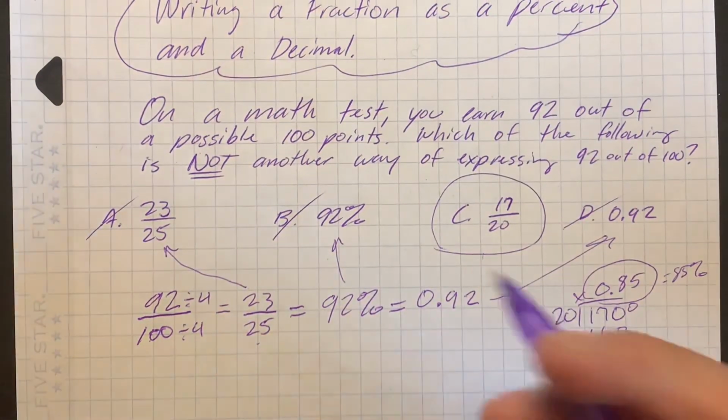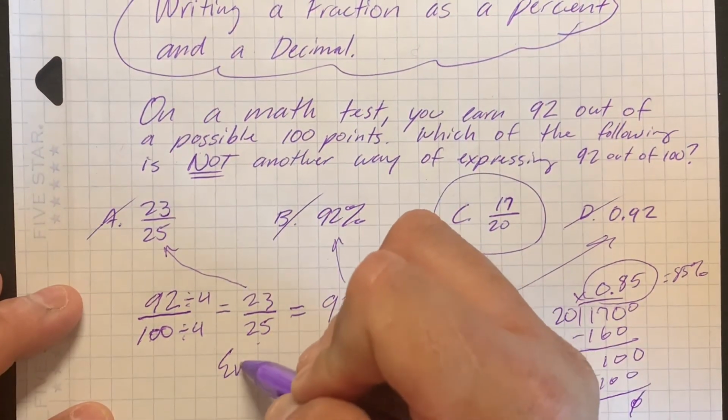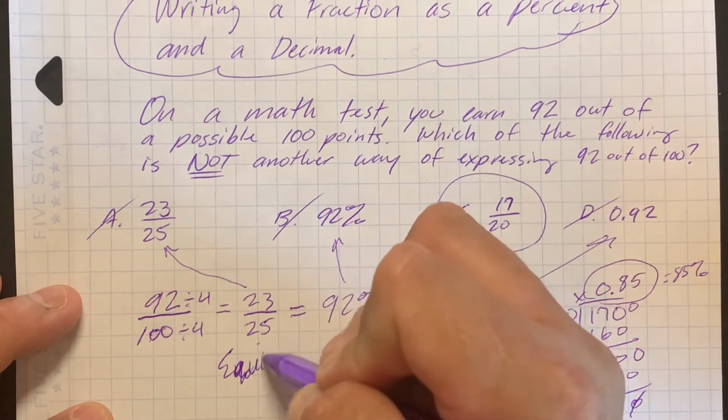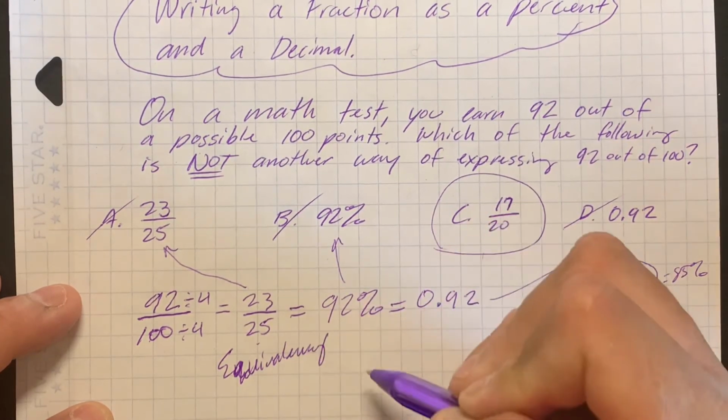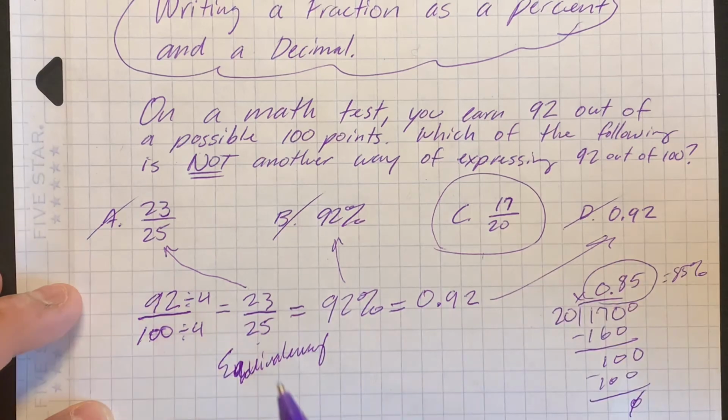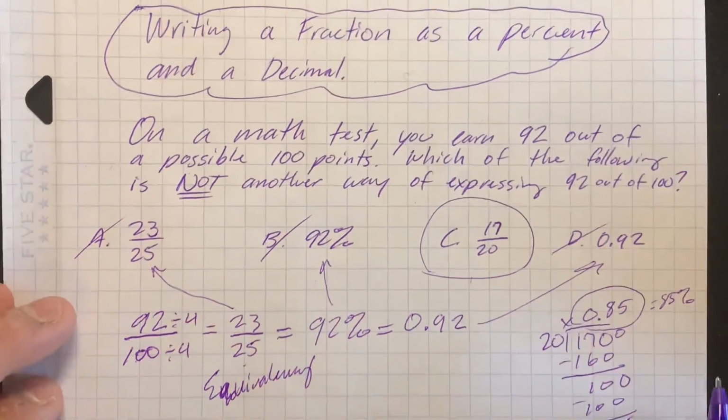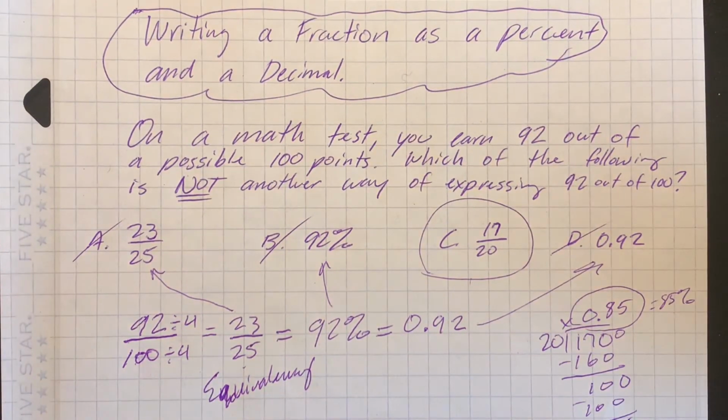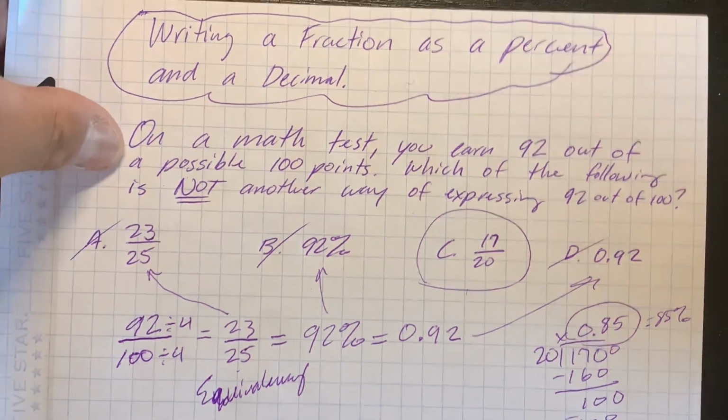All right, so again, we're looking for equivalency from fractions, decimals, and percents. Again, they're all related. They're all siblings, same parents, multiplication, division. Okay. And there we go.